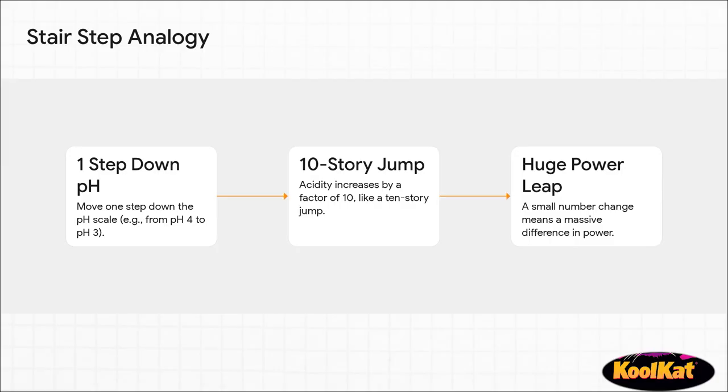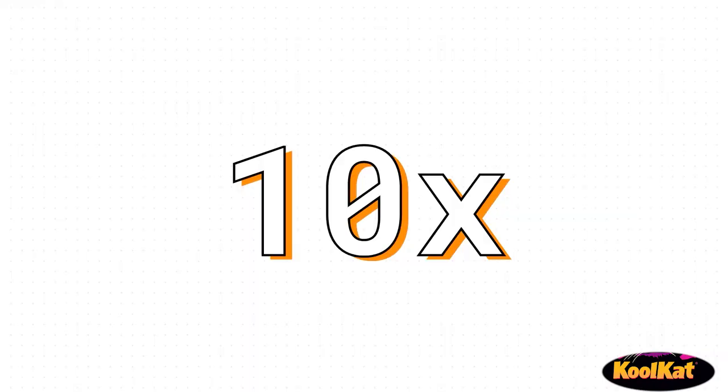Here's the best way to picture it. Imagine you're walking down a staircase. Taking one step down on the pH scale, like going from a 4 to a 3, isn't like taking one little stair step. No way. In terms of power, it's like jumping off a 10-story building. It is a huge, huge leap. So let's be crystal clear. One step, say, from a pH of 6 down to 5, means that solution is now 10 times more acidic.